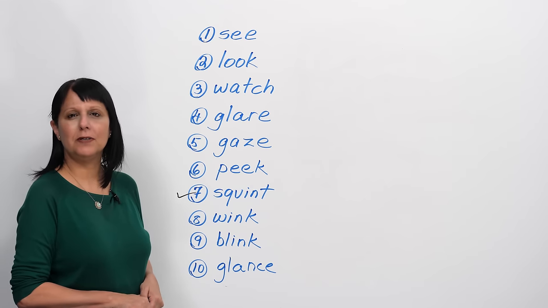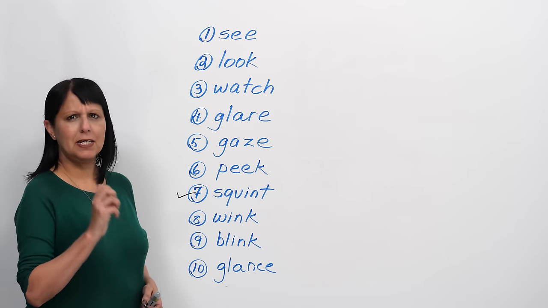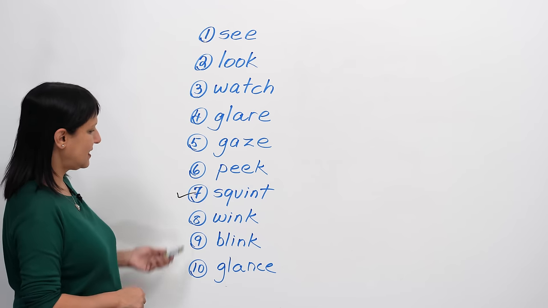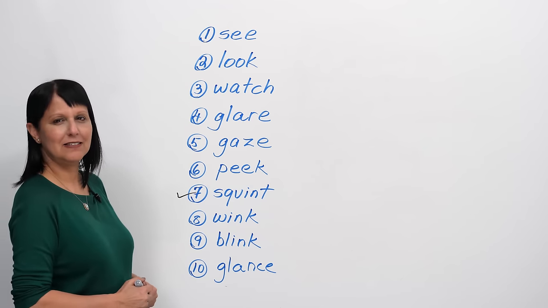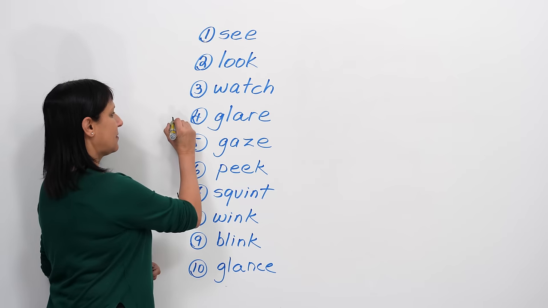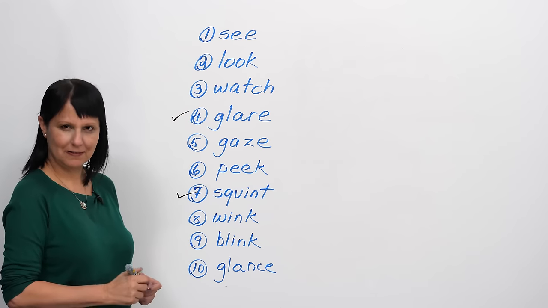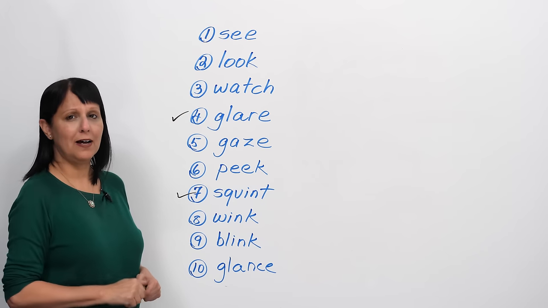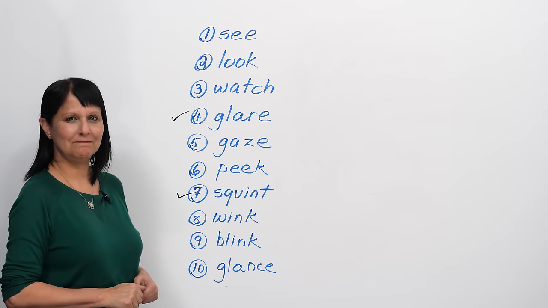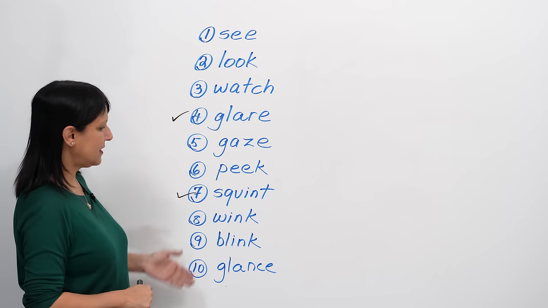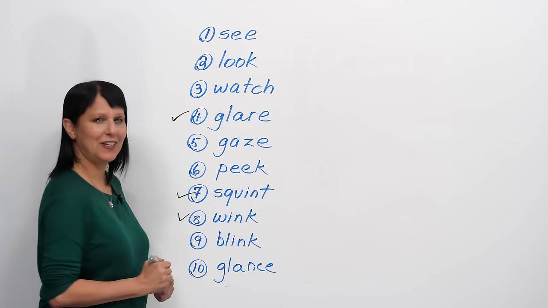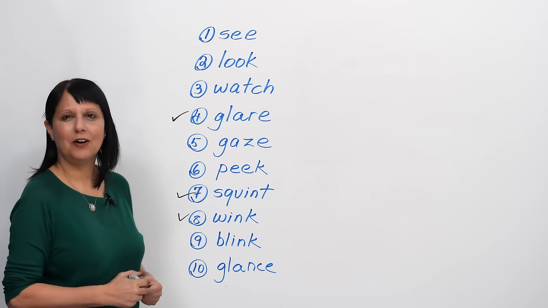All right. So which word means to look at somebody angrily? Which verb tells us that? It's the verb glare. Okay? All right. Good. Good for you. Which word means to close one eye? Which one is that? It is wink. Okay? Very, very nice.